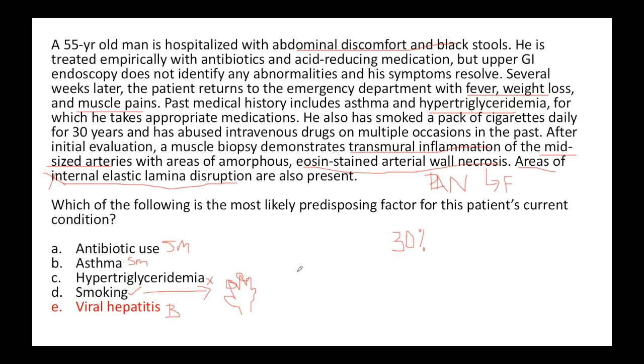Any questions on this? I can try explaining it a little better if you like. Nope, you're good. Okay. So basically, the takeaway from here is polyarteritis nodosa affects multiple organs, except the lungs. And again, you can see transmural inflammation with fibrinoid necrosis, and again, 30% of patients do present with serum anti-Hep B surface antigen. And that's all I have for you.